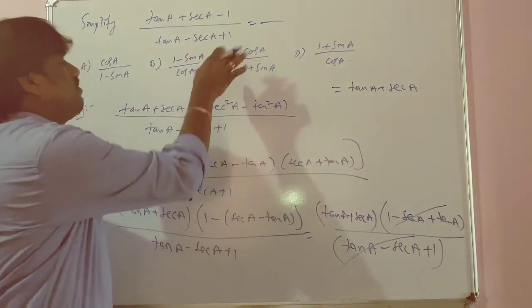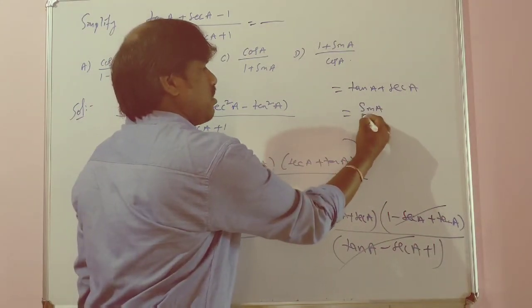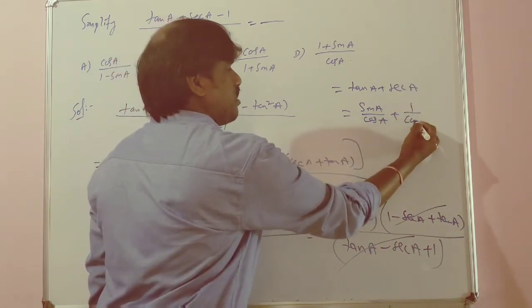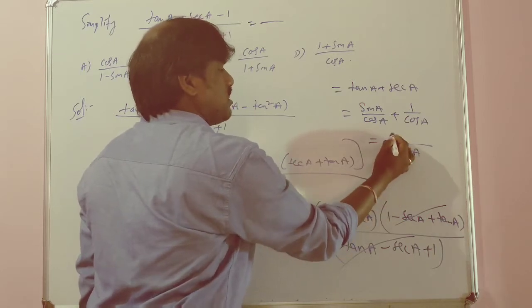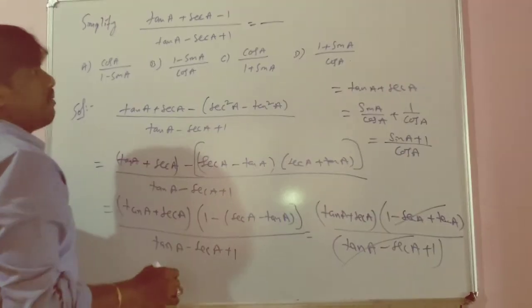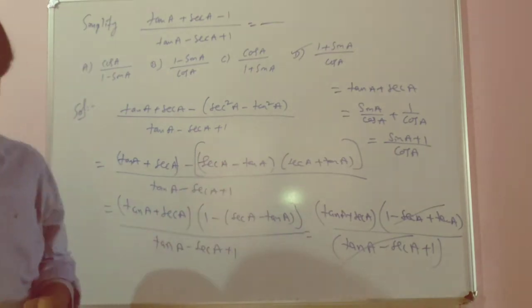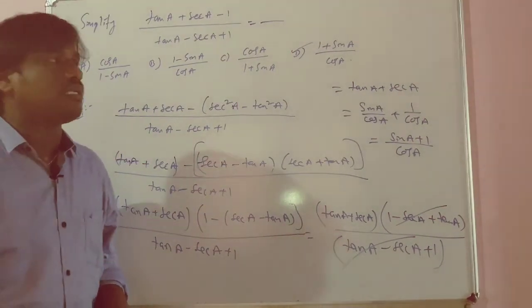But this is not the answer, we have different options. Tan A can be written as sine by cos, and sec A can be written as 1 by cos. If you take the LCM, cos A will be the LCM, and I get on the top sine A plus 1. So (sine A plus 1) upon cos A, option D is right. But you still have one more option and you have to check that answer also.